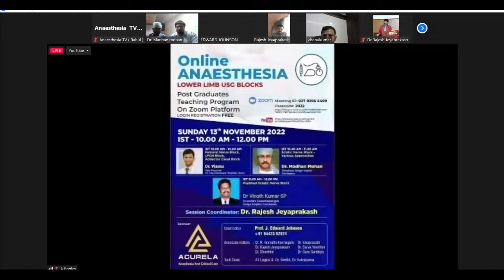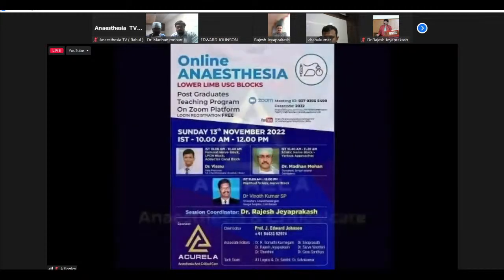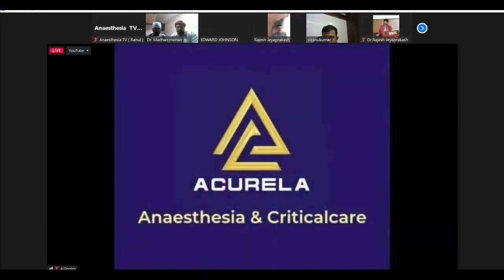Today, we are covering the lower limb blocks. For that, we have three eminent faculties in our online anesthesia. The femoral block will be covered by Dr. Vissnu, the sciatic nerve block will be covered by Madhan Mohan, and the popliteal approach of the sciatic nerve will be covered by Vinoth Kumar.